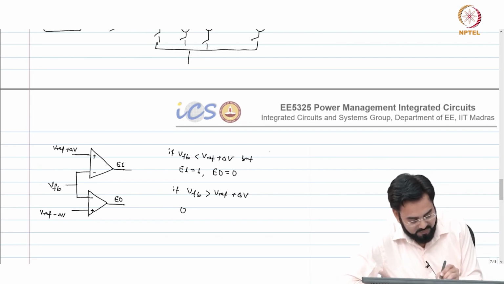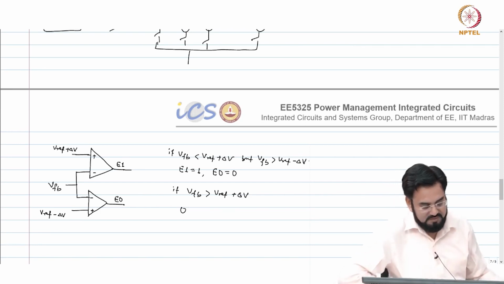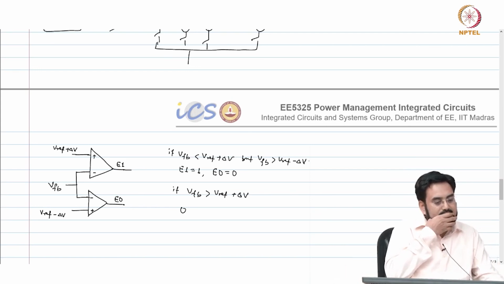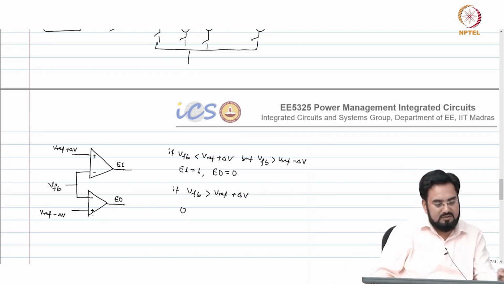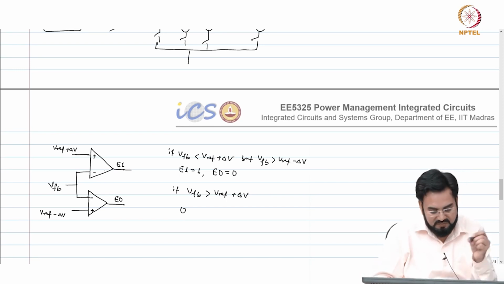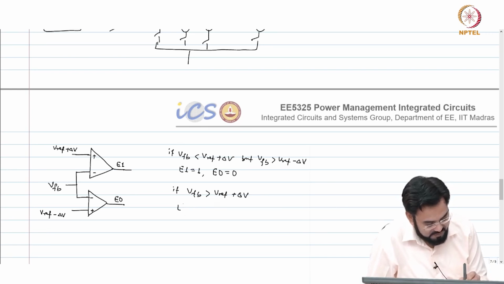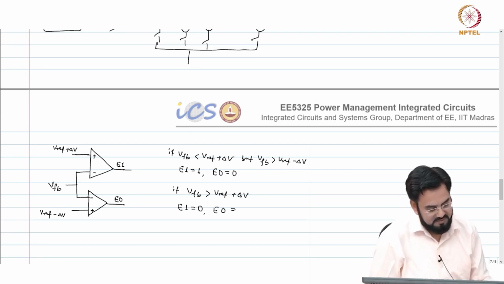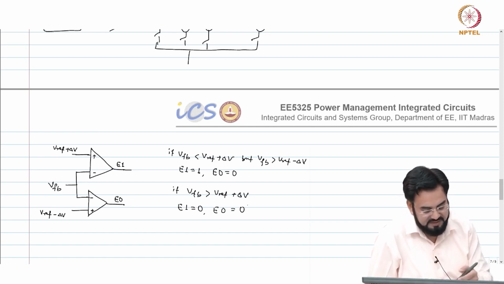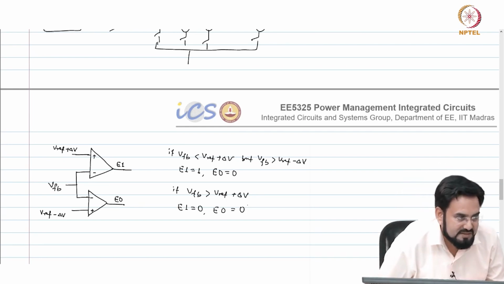So, this is more than your lower threshold, but less than the upper threshold. So, you get 1 0. Now, if VFB is greater than Vref plus delta V, then this will go to 0, E1 will be 0 and E0 will be what? 0. If it is greater than Vref plus delta V, then it will be greater than Vref minus delta V also.